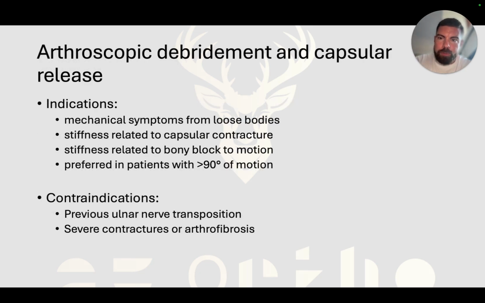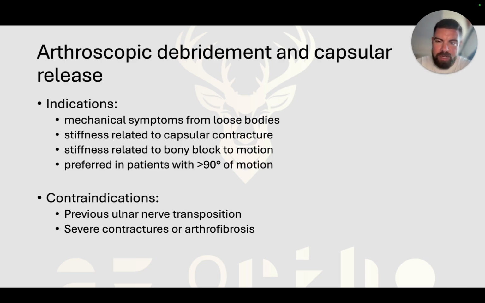If you consider the debridement of the capsular release, the way Orthobullets will break it down is at your indications and your contraindications. Now, if you've got mechanical symptoms from loose bodies, then you're obviously going to go in and fish them out like you would do with any joint. Stiffness related to the capsular contracture depends where you're stiff. Are you stiff with flexion? Are you stiff with extension? And with that, does your x-ray or your CT show that you also have an associated bony block?